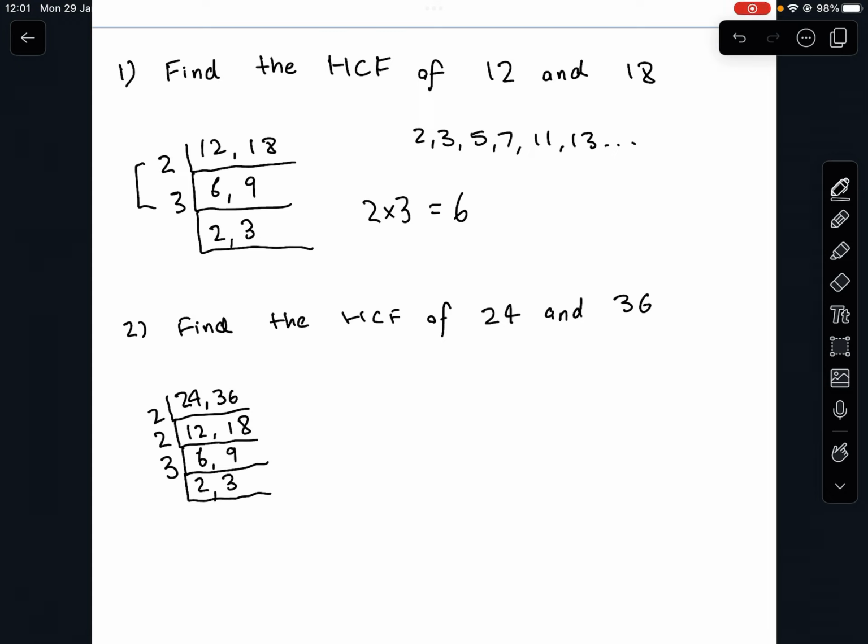Okay, now we're in the simplest form again because we don't have a prime number that can divide into both of them at the same time. So our answer is the product of the numbers on the left. That is 2 times 2 times 3, which equals 12. So the HCF of 24 and 36 is 12.